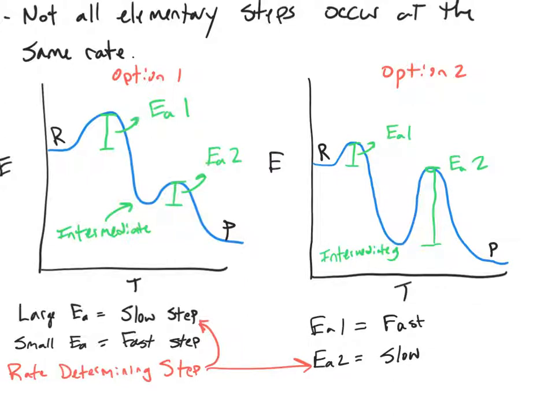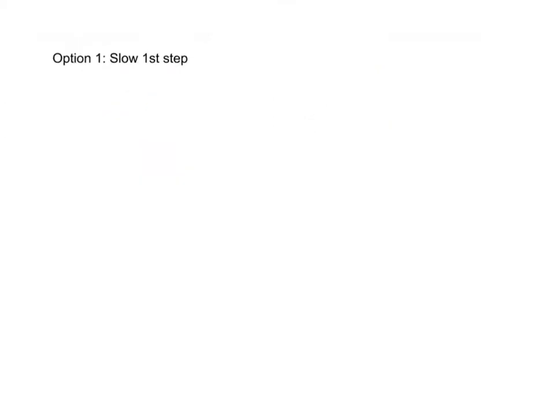Now, if I were to label the two steps of this chemical reaction mechanism, activation energy 1 is the fast and energy 2 is the slow. And since energy 2 is the slow, that is the rate determining step. Now that we've seen what the rate determining step looks like graphically, let's talk about the rate laws of chemical reactions that happen in multiple elementary steps.